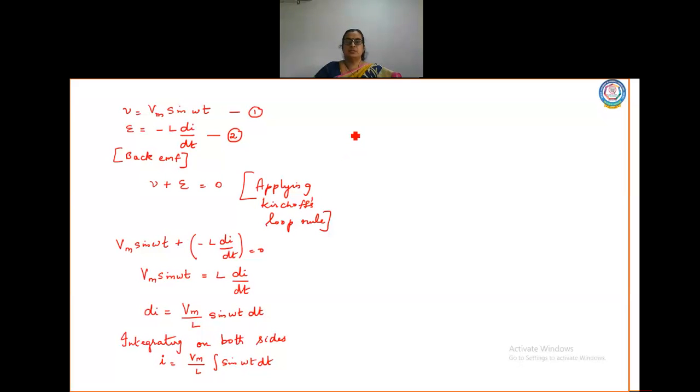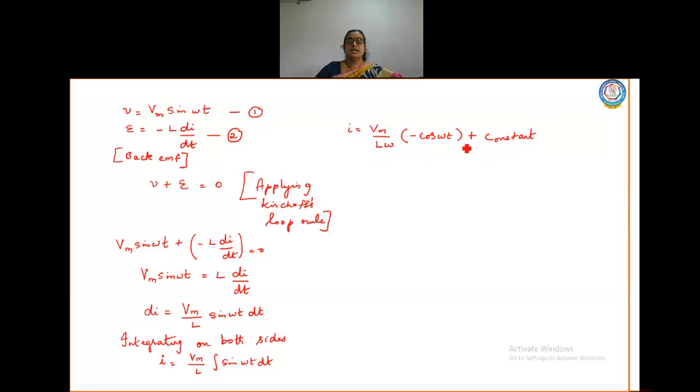I will have the value of I as I is equal to Vm by L times the integral of sine omega t. Integral sine omega t is minus cos omega t by omega, right? So I will bring that omega also outside, so in the denominator I will have Vm by L omega. Now inside the bracket, I will have minus cos omega t plus a constant, plus C.